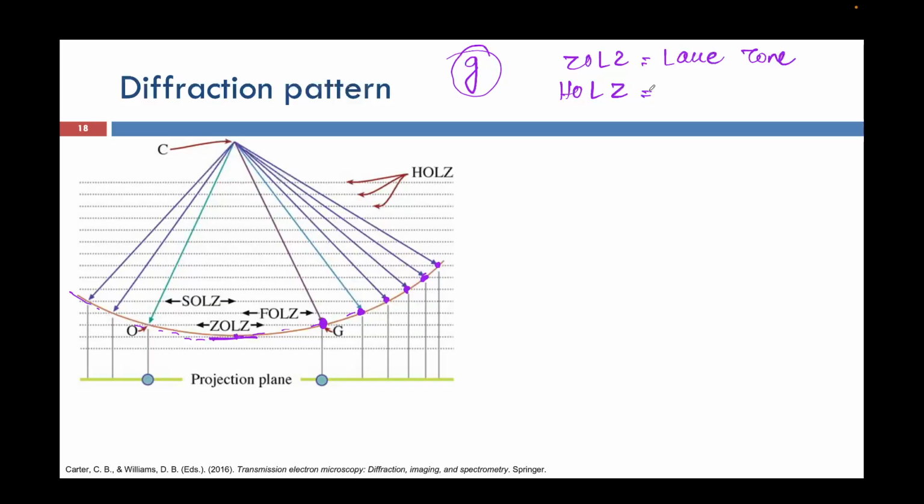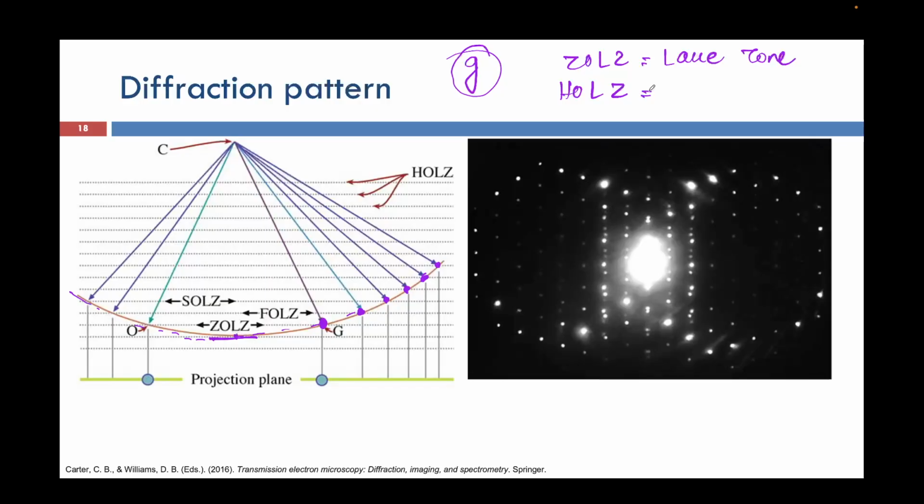Whatever we see in a conventional SAED, we see all diffraction from the ZOLZ, the zero order Laue zone. That means all the information that we get, which I was showing in the previous slide, where you have to index these peaks, all those peaks we will see inside this one. This is called the ZOLZ, and all the other peaks are called the HOLZ, the higher order Laue zone.